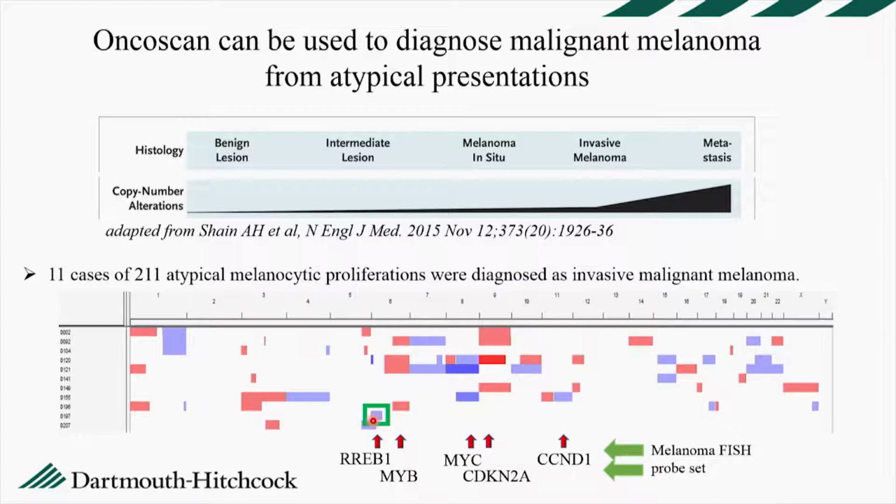So in our battery of tests that we might want to use, we can say that Oncoscan can be used to assess the prevalence of genome CNV aberrations, and in tandem with the histopathologic findings, can be used to diagnose malignant melanoma from an atypical presentation.